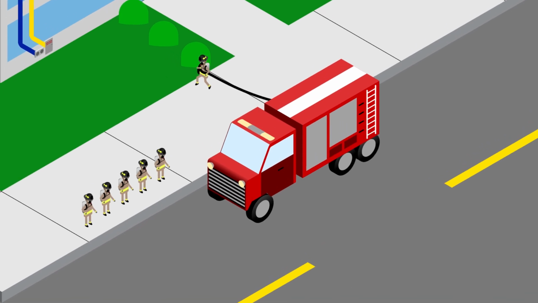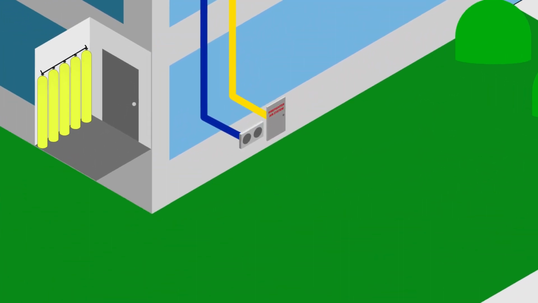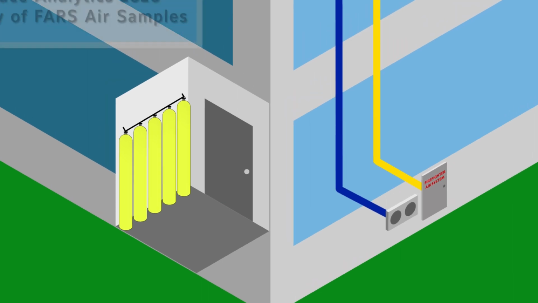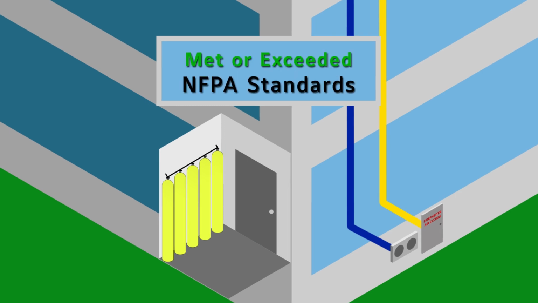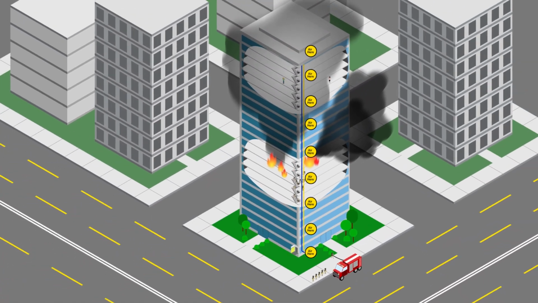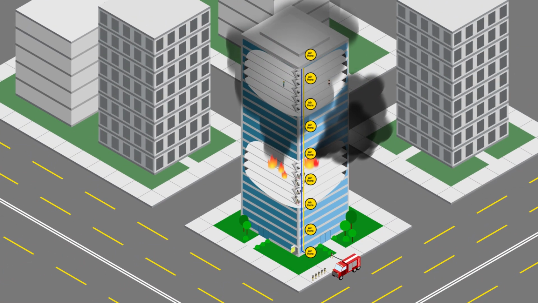Air is supplied by the fire department's mobile air unit, or from a supply of air stored in the building, or both. The air in FARS is tested regularly, and in a 2020 study of air samples, the air quality met or exceeded NFPA standards. What's more, because this is a building-installed system, FARS doesn't impact city budgets.